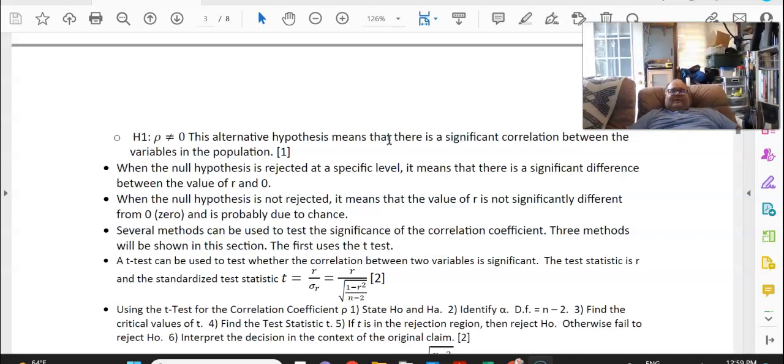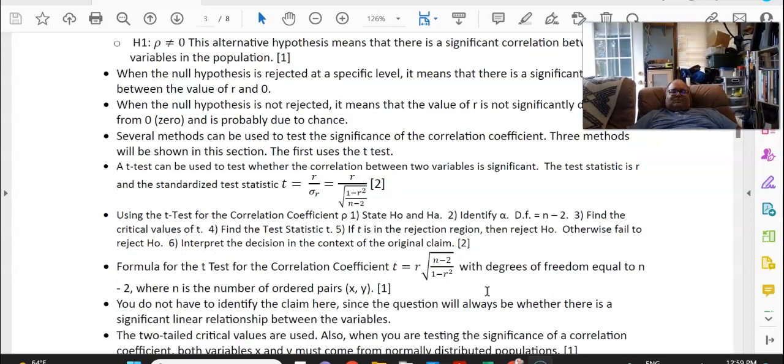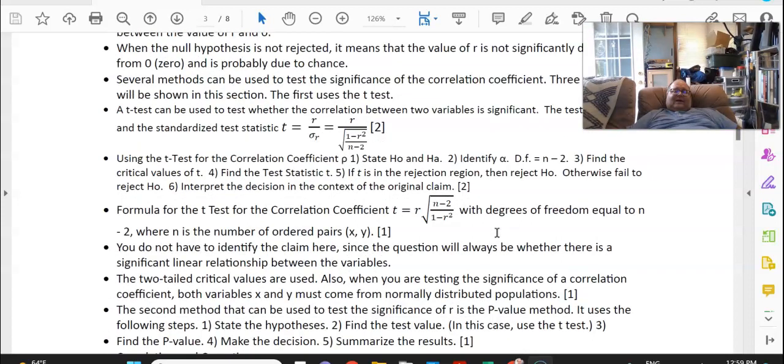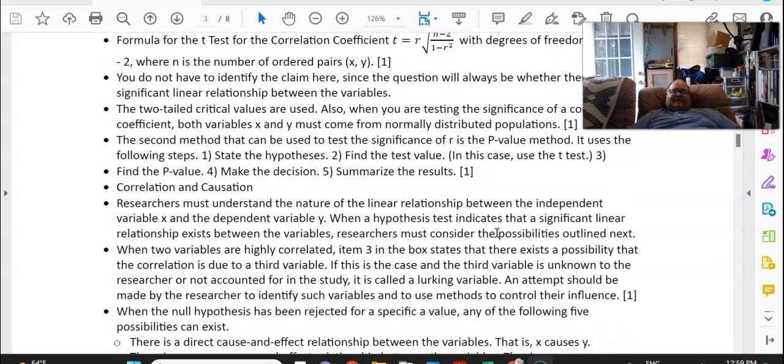Another tool you can use is a t-test. So we find the t-statistic using the R value over the sigma sub R, which summarizes to T equals R times the square root of n minus 2 over 1 minus R squared. And we compare the T to a T critical to find out whether our T is significant.